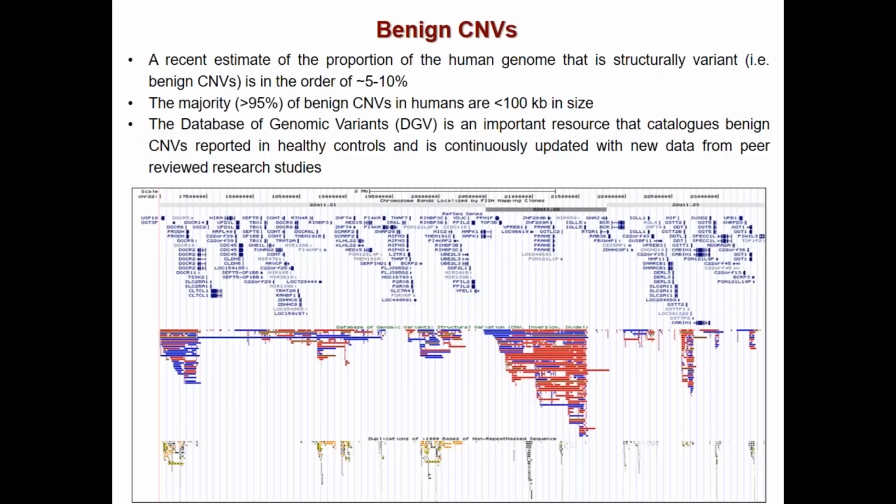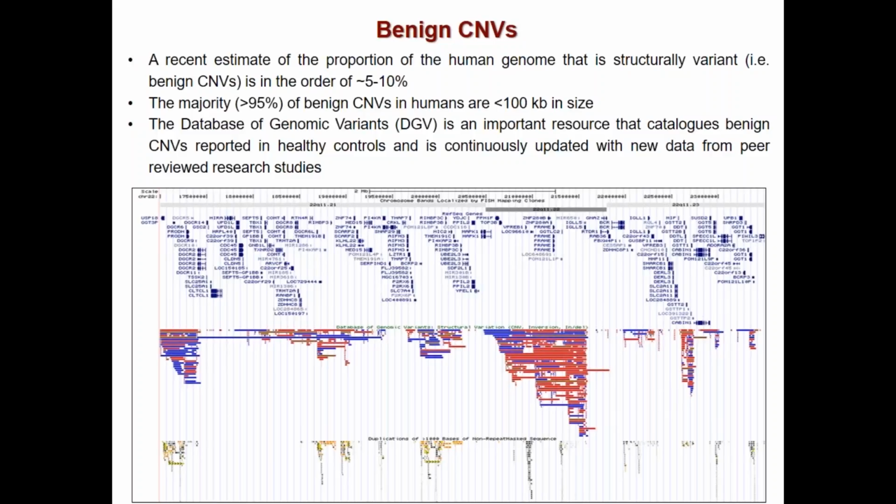Now, not all CNVs are pathogenic or bad. The majority of CNVs in our human genome are what we call benign CNVs. A recent estimate for the proportion of the human genome which is structurally variant by benign CNVs is between 5 and 10%. So if you take 2 individuals and do an in-depth CNV analysis, you can see that up to 5 to 10% of the genome can be different between 2 individuals.